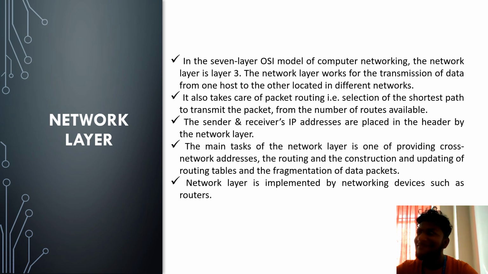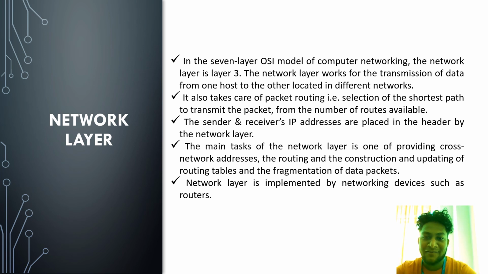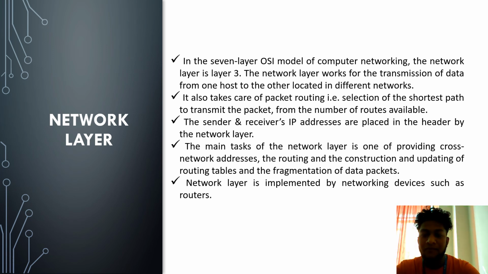Network layer. In the 7-layer OSI model of computer networking, the network layer is layer 3. The network layer works for the transmission of data from one host to the other located in different networks. It also takes care of packet routing, i.e. selection of the shortest path to transmit the packet from the number of routes available.